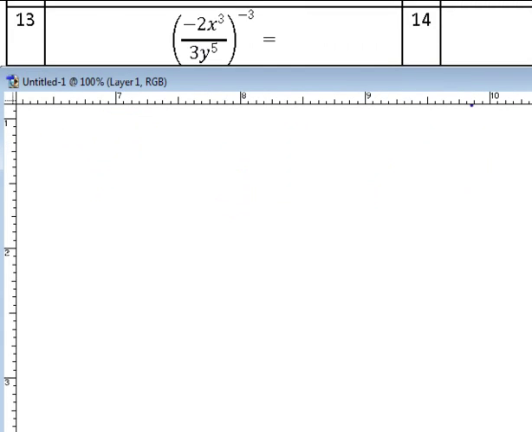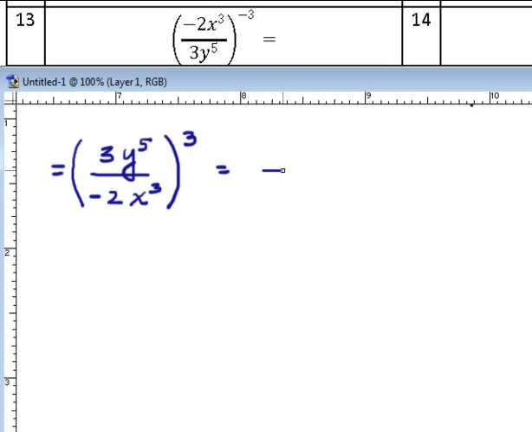In number 13, we have a fraction in parentheses with a negative exponent. So we take the reciprocal of that fraction. Let's do that. So 3y to the 5th over minus 2x cubed, and change the exponent on the outside from negative 3 to positive 3. And now that we have a positive exponent outside the parentheses, we can open up the parentheses. So let's do that.